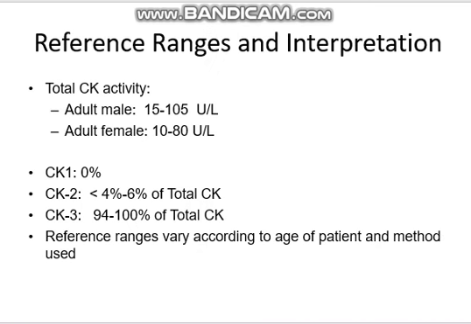Reference range, you can see here, this is the normal range. About 15 to 105 in males, and 10 to 80 for females. Okay, and if you look into the isoenzymes, we should not be able to see any CK1, but of these, 4 to 6% would be CK2 and CK3, excuse me, about 94 to 100%. But this is affected also by the method, and the age of the patient.